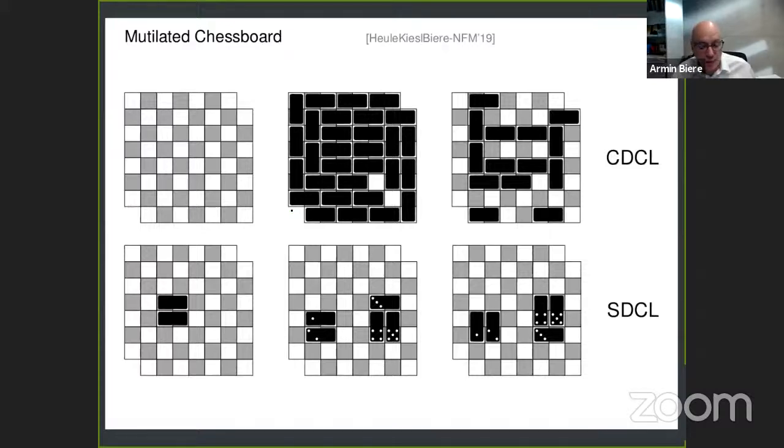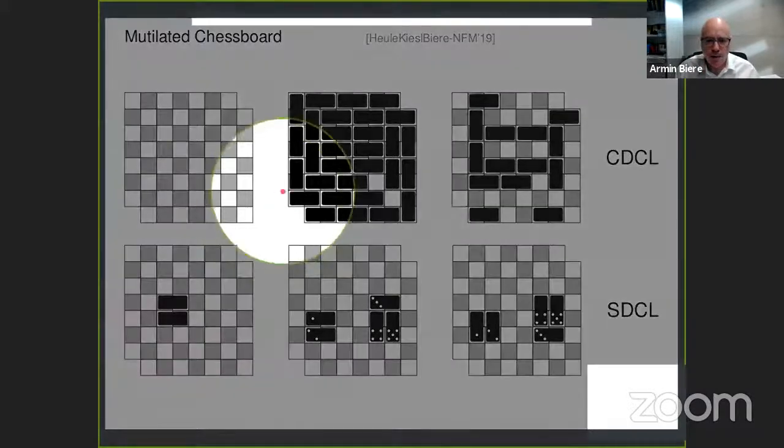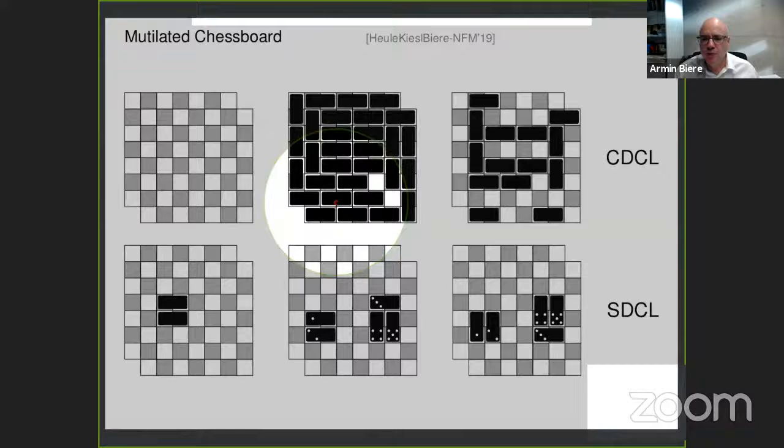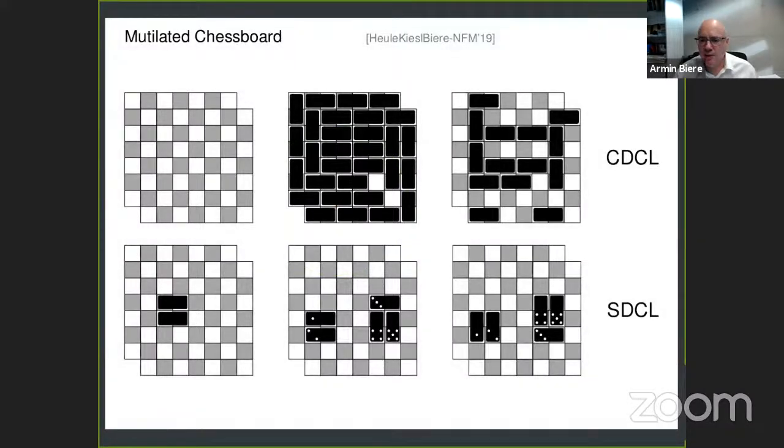Now, if you give this to a SAT solver, the way you do it is, for every position you put a variable and you say, is there a domino? Is it looking to the right, or is it looking downward? And then you put lots of constraints, like, of course, if a domino is at this position, then another domino cannot be here. So overlapping constraints. That would precisely characterize the problem whether this is possible.